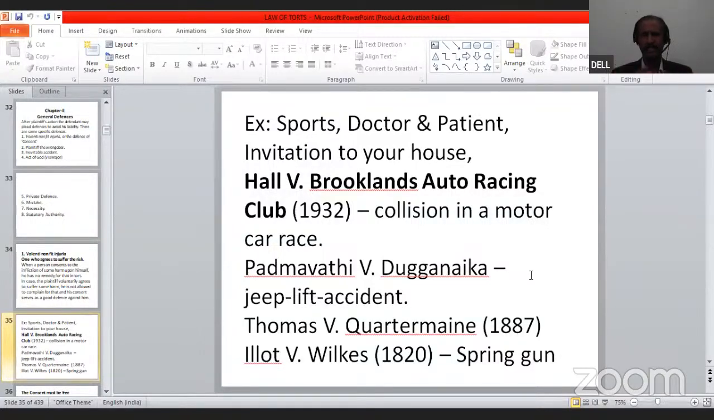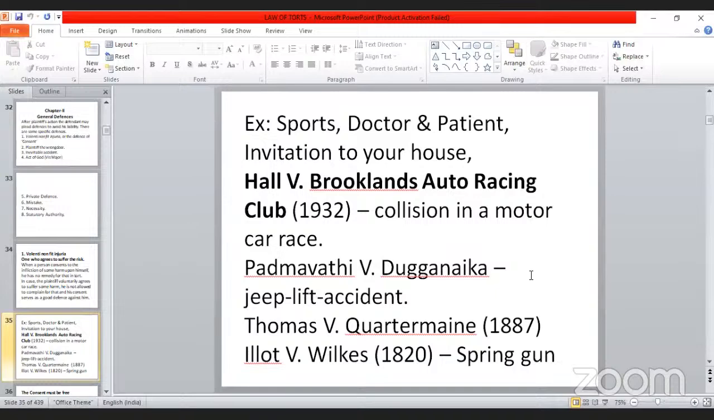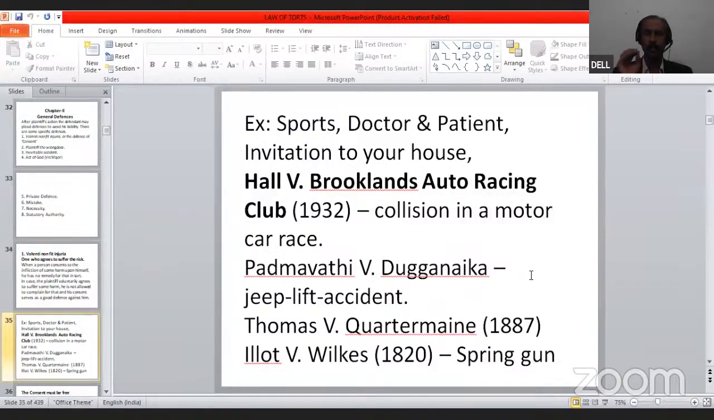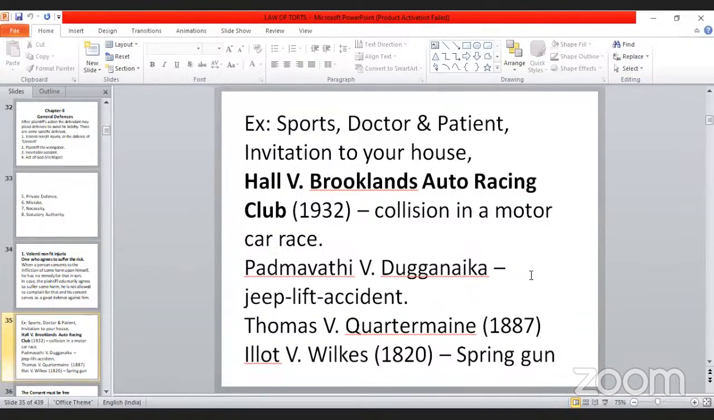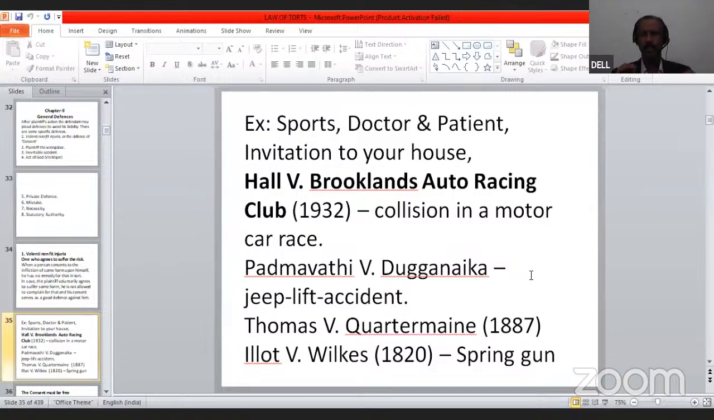The important point for you is, when he purchased a ticket and entered the stadium, how do you interpret, how do you construe the ticket? We have to interpret the purchase of the ticket. How are you going to interpret that?